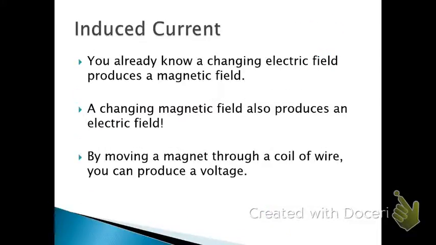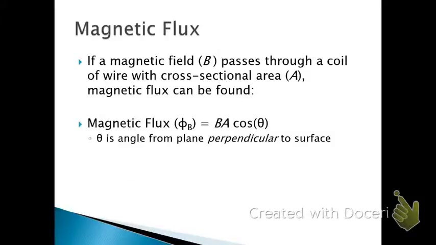Now there's one last little bit as well. You know that a changing electric field produces a magnetic field. That's what's happening with these examples of wires creating these magnetic fields around them. Not only that, a changing magnetic field also produces an electric field. So if all I do is take a magnet and move it through a coil of wire, this is actually going to produce a current, and that'll produce a voltage as well. So to find this induced voltage, you need to know a little bit about magnetic flux.